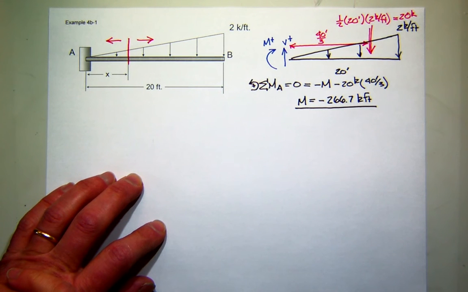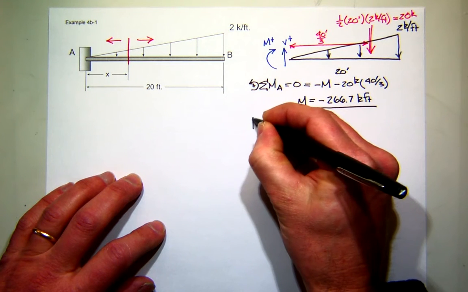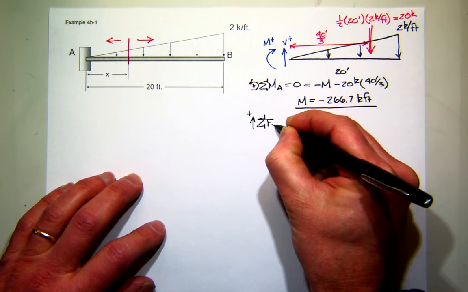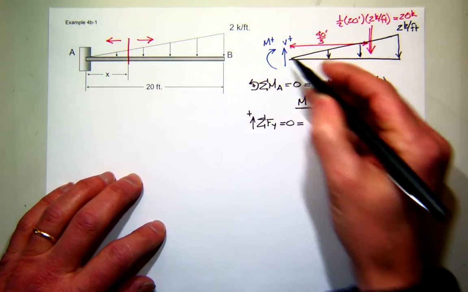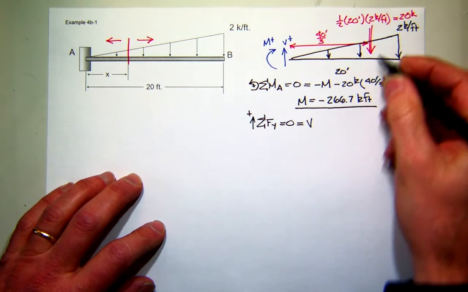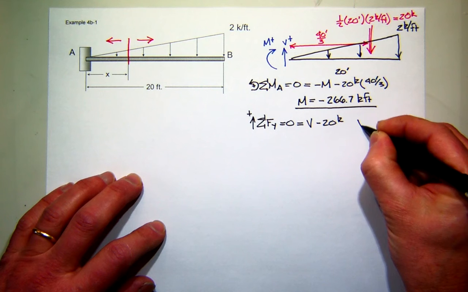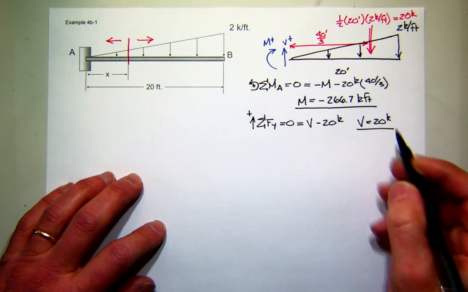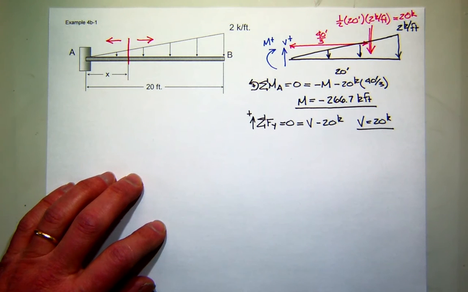Okay? And then what do I do? Yeah, let's sum forces in the y direction. I'll assume up is positive. And when I do that, I've got my shear force, which is acting up, and this 20 kip force, which is acting down. That's not so bad. So shear is just equal to 20. So it looks like I've got a positive shear force at A and a negative bending moment at A.